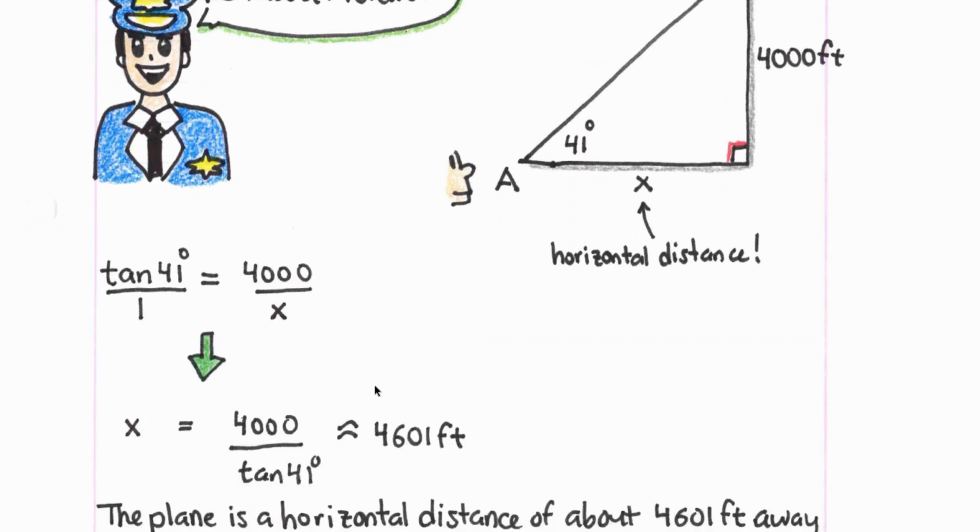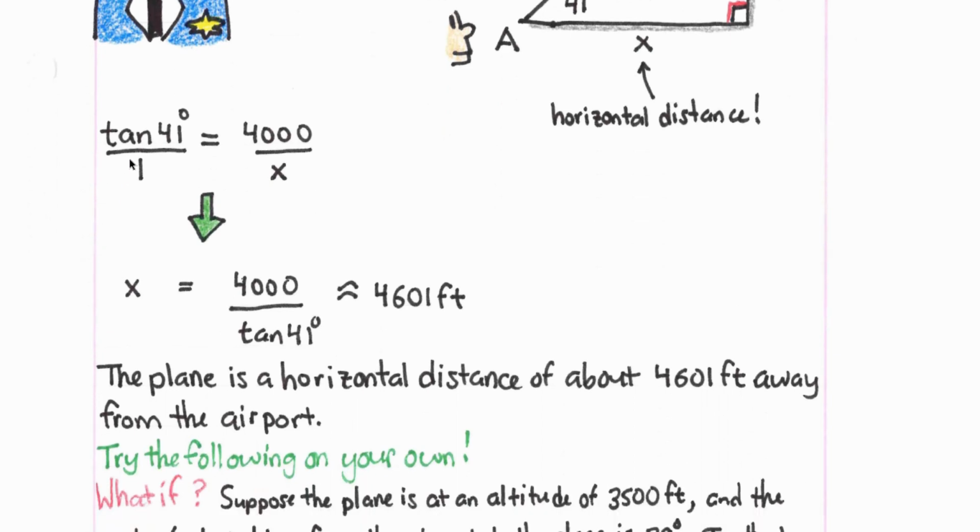So we use our trig function. We set up a proportion. The tangent of 41 degrees over 1 equals 4,000 over x, opposite over adjacent. We cross multiply. X equals 4,000 divided by the tangent of 41 degrees. And to the nearest foot, that's 4,601 feet.